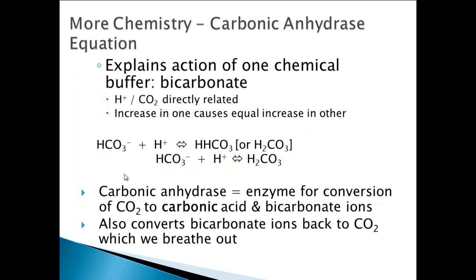Okay, so here's that chemistry I was talking about before, the carbonic anhydrase equation that we use basically to explain how the bicarbonate works, okay? So remember, the hydrogen ion and carbon dioxide are directly related. If you increase one, it will cause an equal increase in the other, okay? So carbonic anhydrase is an enzyme that is used to convert carbon dioxide to carbonic acid and bicarbonate ions, and it can also work to convert the bicarbonate back to carbon dioxide, which can be breathed out.